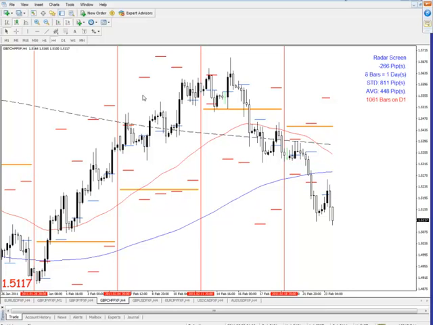Chris, just before we move on, if we can answer a couple more questions. The Sunday candle, is that included in the weekly pivot?